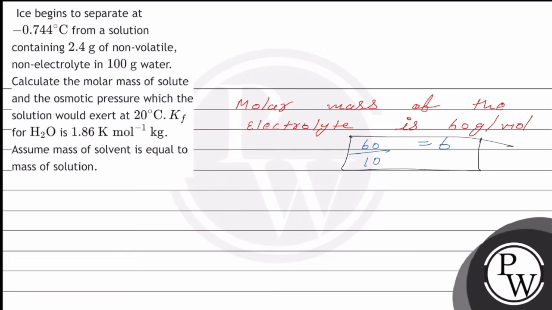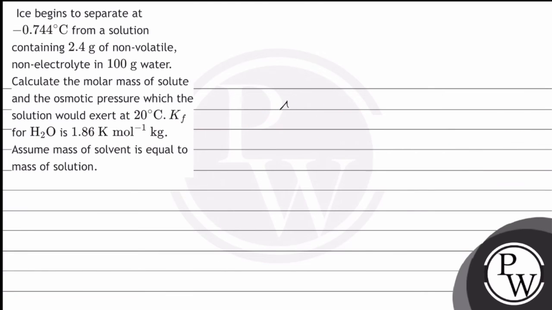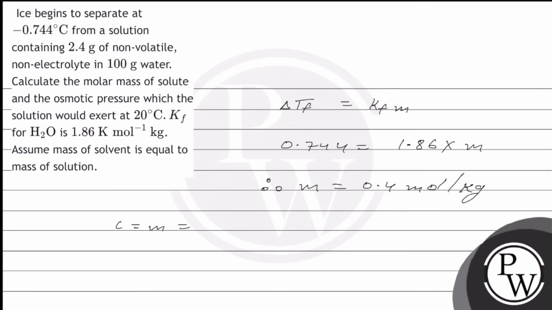Let's move forward. Pi equal to CRT, and R equal to 0.0821. So T equal to 300 K. As we know, delta Tf equal to Kf m, so 0.744 equal to 1.86 into m. Therefore, m equal to 0.4 mole per kg. C equal to m equal to concentration.